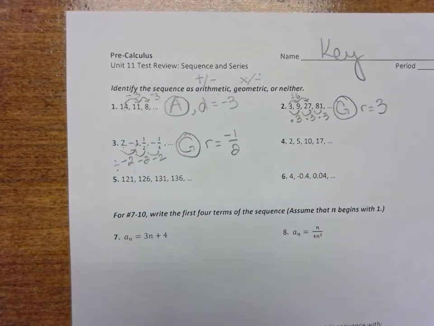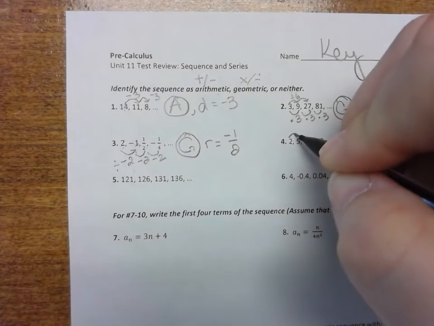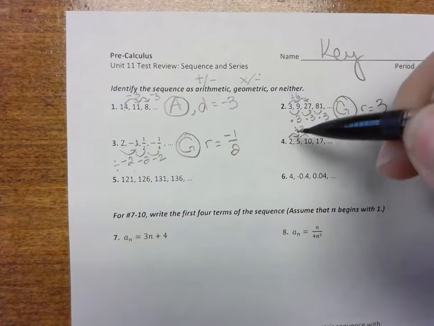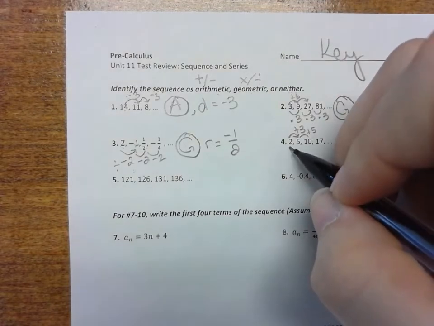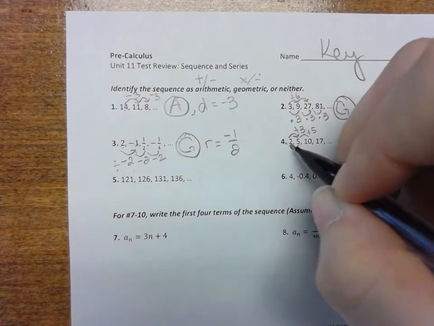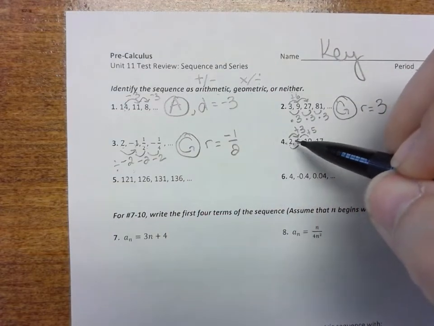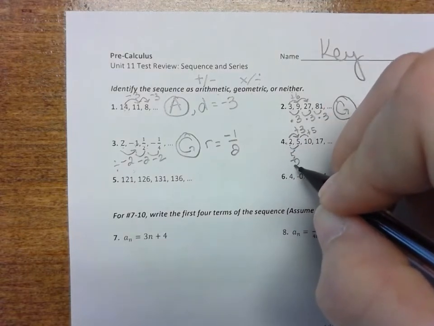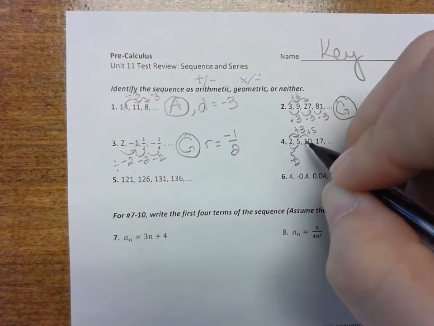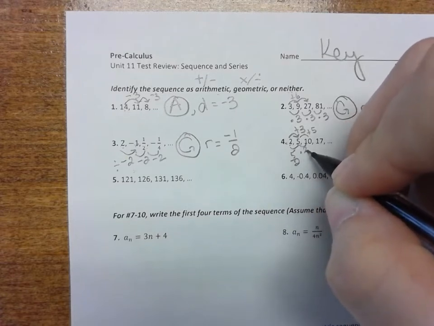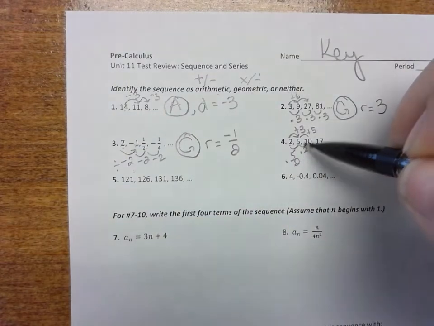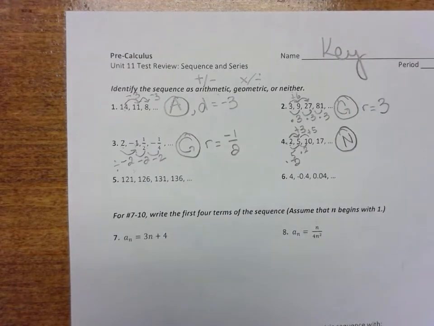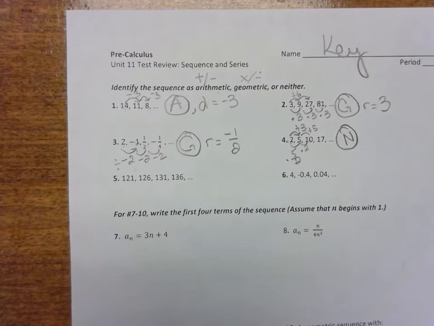All right, number 4, I would add 3, add 5, that's not arithmetic. I would multiply 2 to 5. Remember my trick. If you can't think of what it is, it's next divided by previous. So this would be 5 divided by 2. Okay, next divided by previous, that's multiplying by 2. Okay, this isn't geometric or arithmetic, so this would be neither. There may be a pattern, but it's not arithmetic or geometric. Okay, let's go on to the next one.